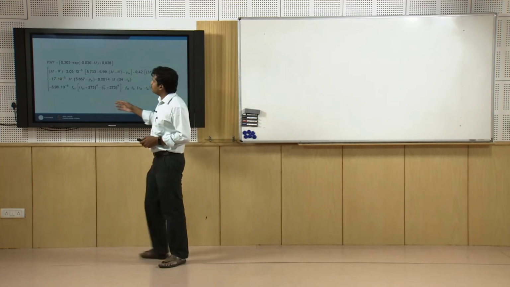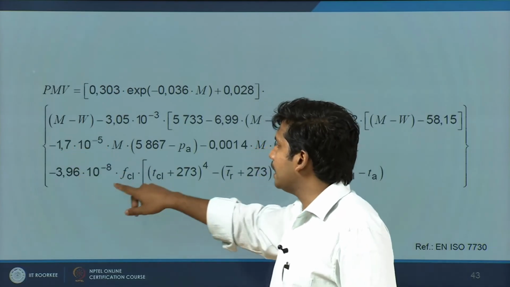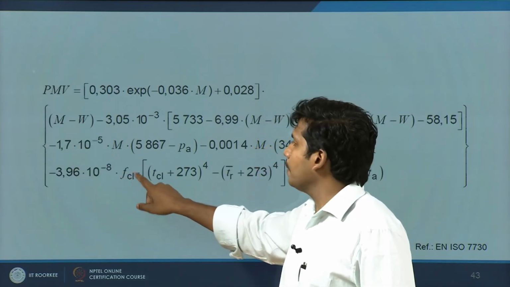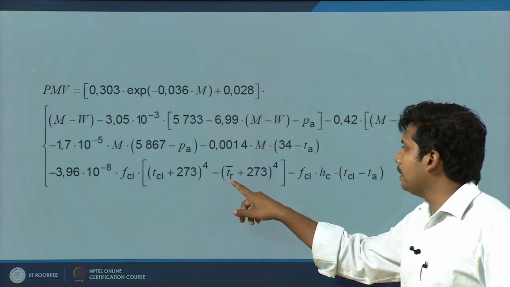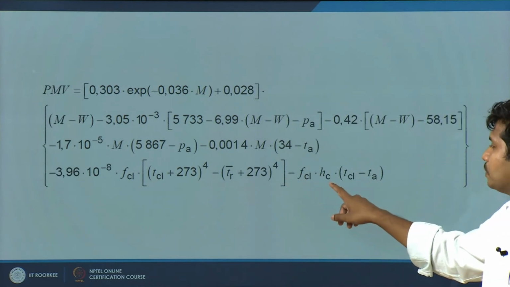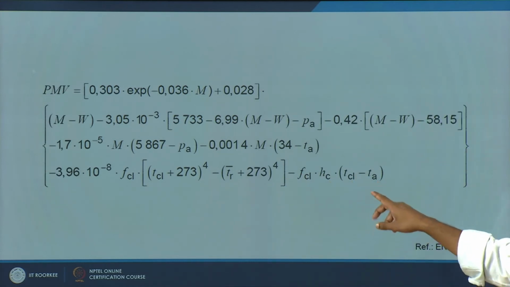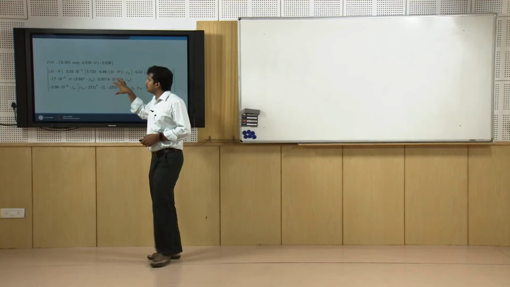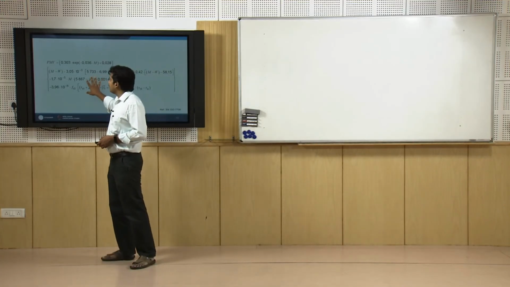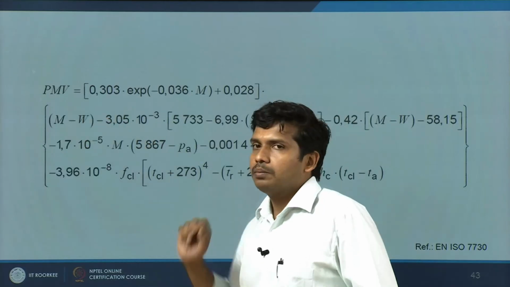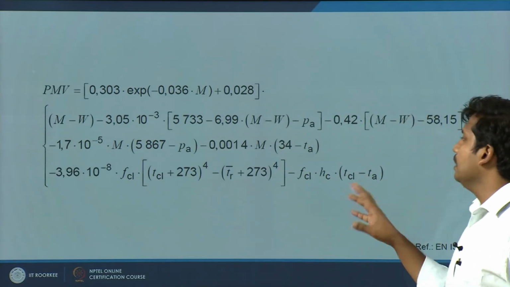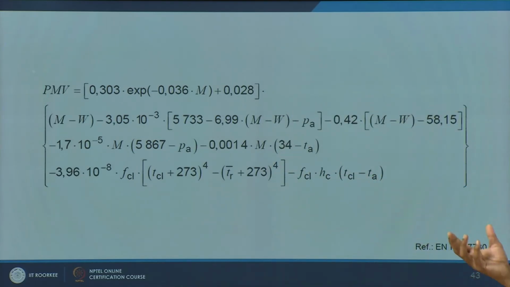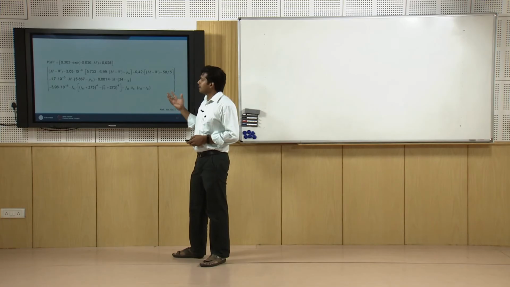It has variables from metabolic activity, the clothing, surface factor of clothing, radiant temperature, then heat transfer coefficient, and air temperature. So it is an exponential empirical equation based on which you will be able to predict PMV. Once you know PMV, in a similar fashion you can also determine PPD. It is a kind of extended heat balance equation in which both environmental and personal variables are taken into account.